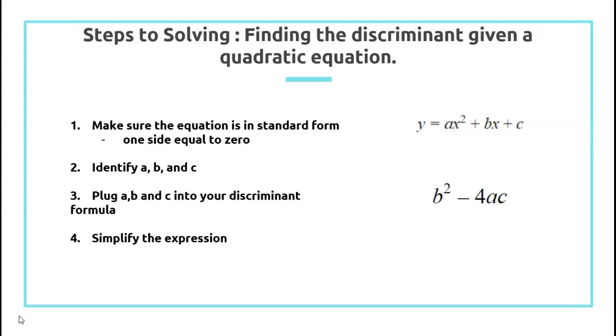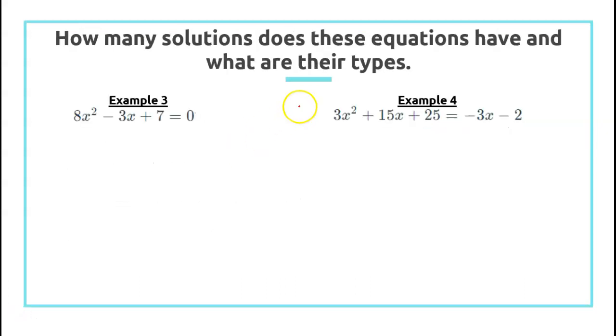Then you're going to plug in your a, b, and c into your discriminant formula. Remember, our discriminant is b squared minus 4ac, which is the part that's under our square root. And then we're going to simplify. Okay, so in these next two examples, we're asked to find how many solutions these equations have, and what are their types. We're going to start with example 3.